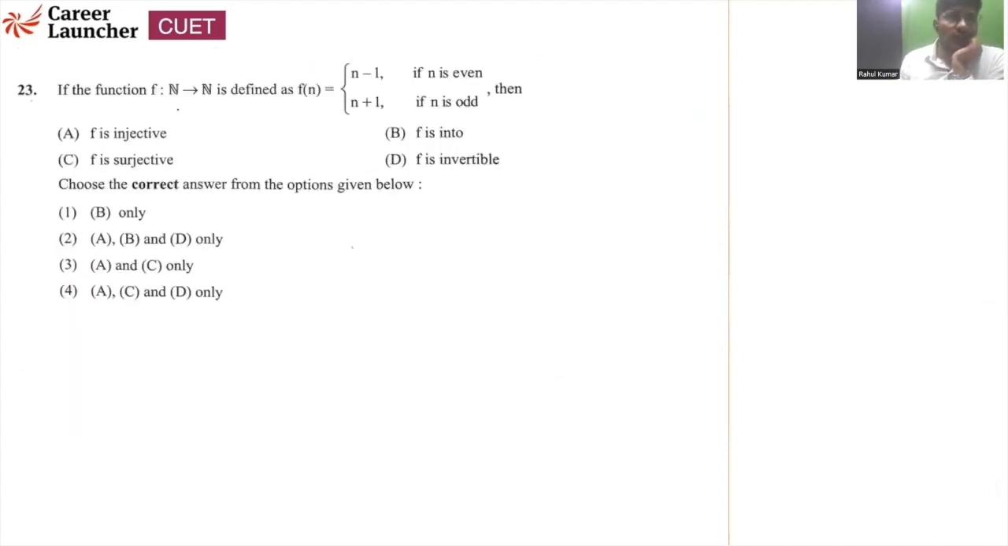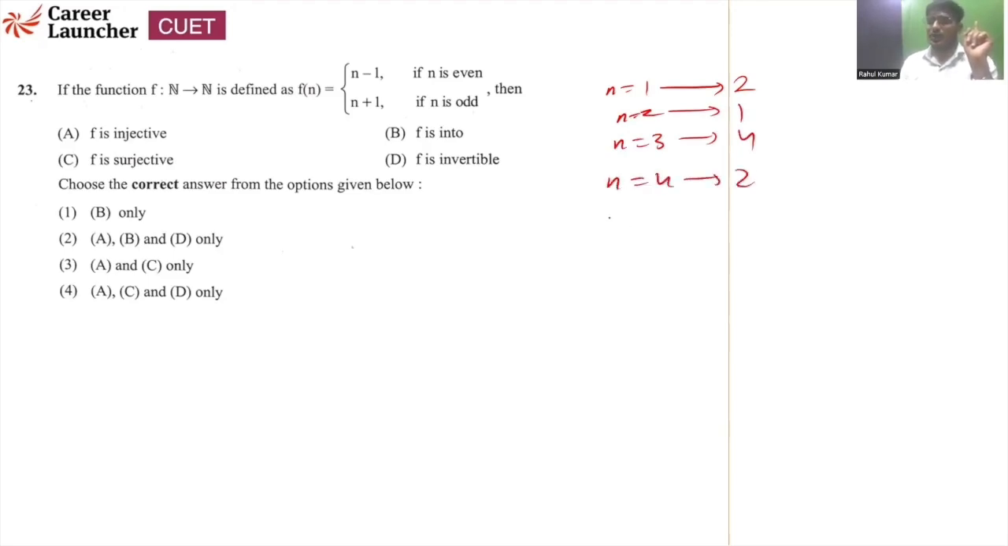Now the next question is, okay, this is an NCERT question if you remember. When you substitute n is equal to 1, you will get the answer, because we are only substituting integers. When you put n is equal to 1, you will get 2. When you substitute n is equal to 2, you will get 1. When you substitute n is equal to 3, you will get 4. When you substitute n is equal to 4, you will get 2. And the cycle will go on.